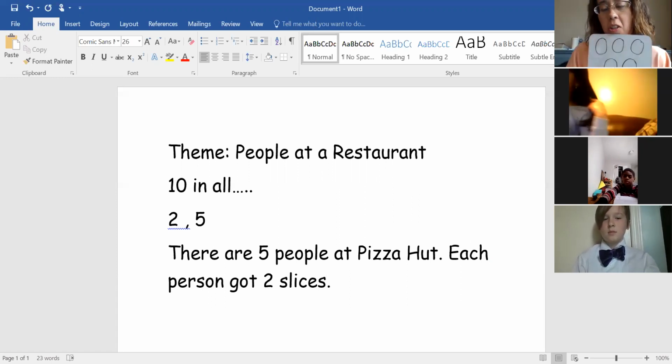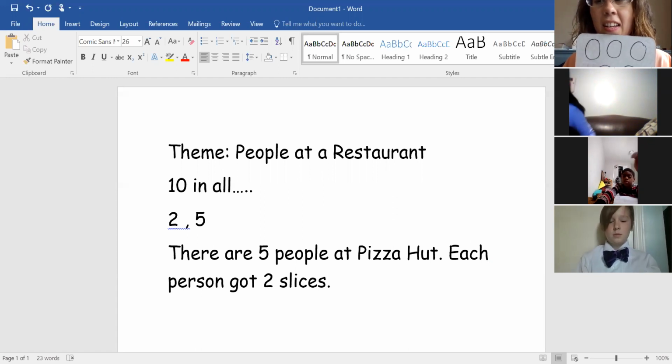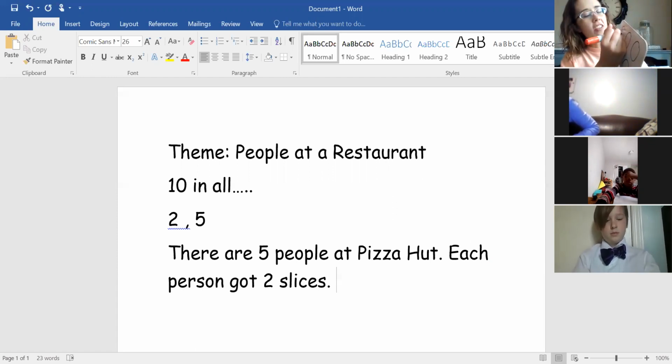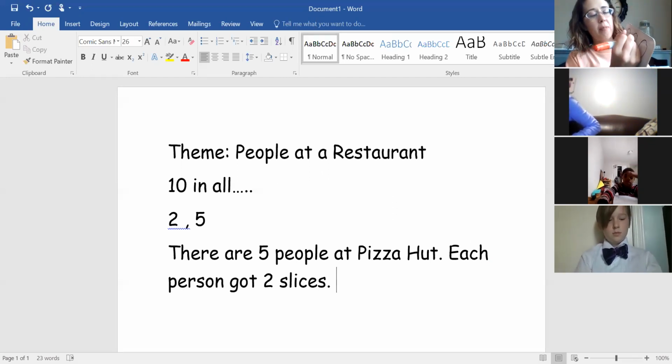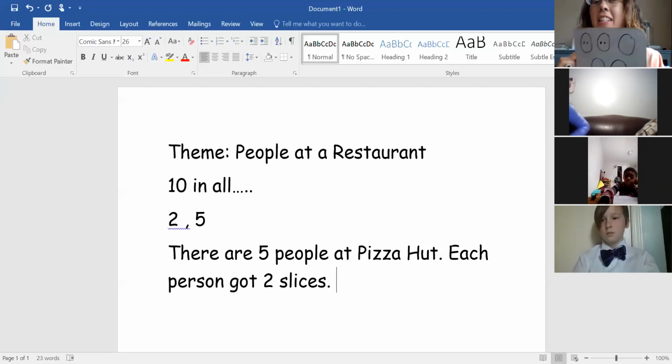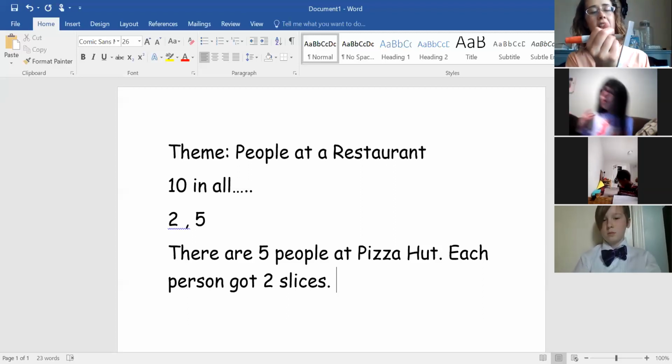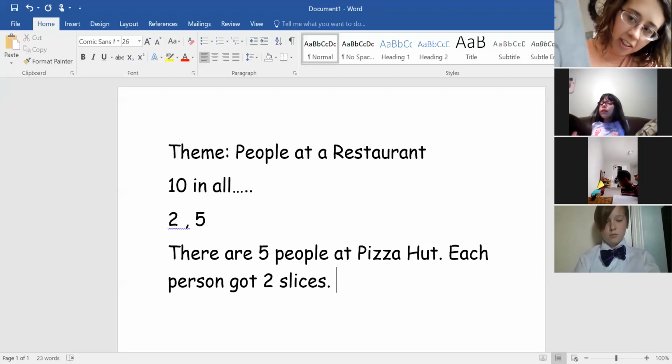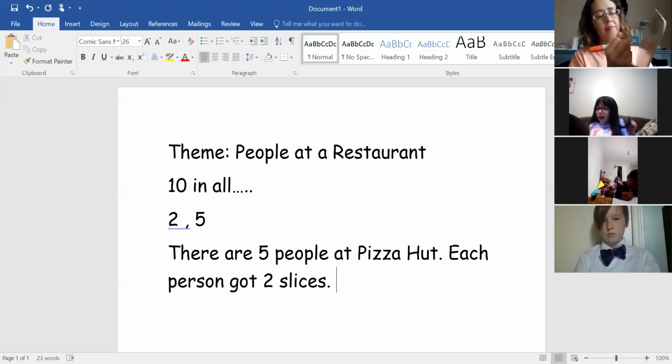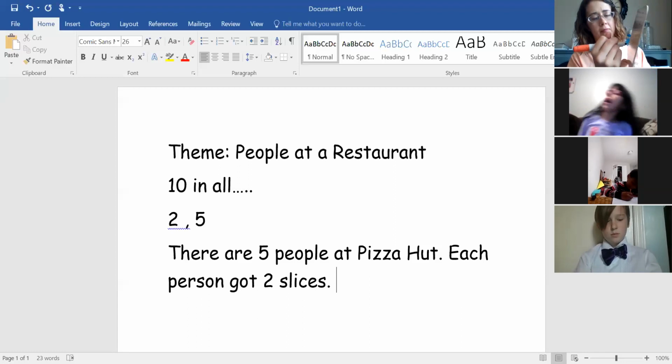What should I draw with the 2? Yes, 2 dots in each group, for a slice of pizza. If you want to make them triangles this time, you can, because pizza slices are usually triangular in shape. I just do little lines.